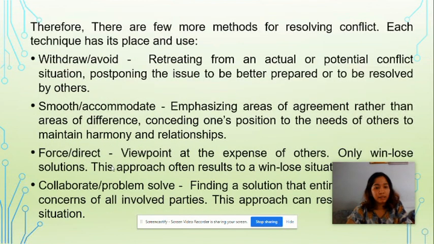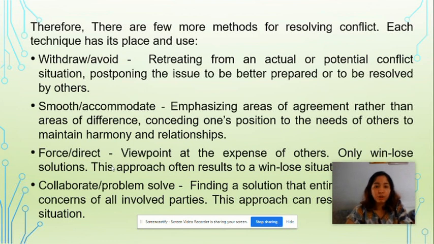Besides the method I have chosen, there are a few more methods for resolving conflict. Everyone has a different preferred approach to managing conflict in the workplace. Understanding the strategies can help move a project or team forward when a conflict happens. But remember, each conflict method has its own place and use. Here I have listed a few for your understanding besides the method I chose previously, which is withdraw or avoid.